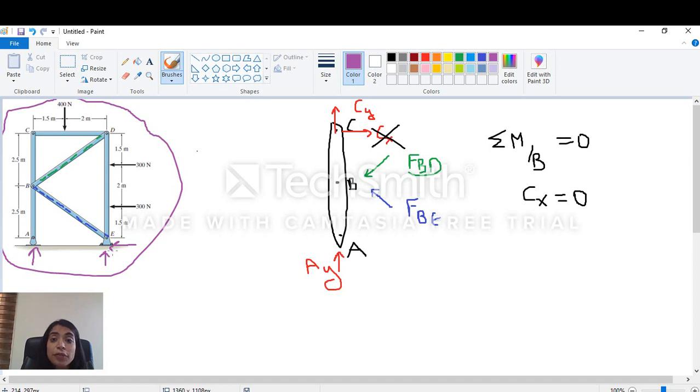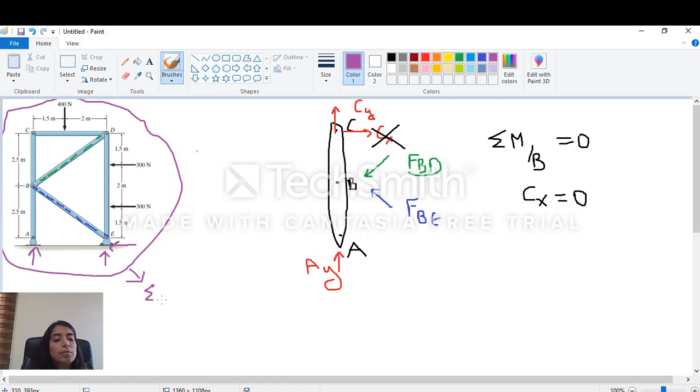What differs this frame from the previous frame in the previous example is that the previous frame has 4 reactions because it has 2 pins. So I cannot take the whole frame as my free body diagram to find this reaction. Now here, I can do this because in fact I only have 3 reactions. So I will not write the 3 equations and solve for all my reactions. I don't need them. I only need the reaction at A.